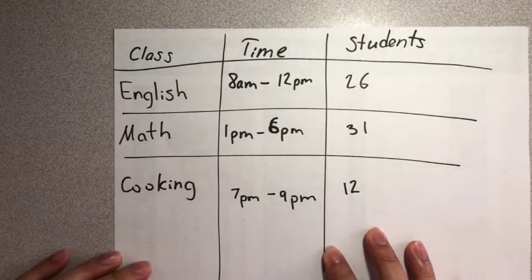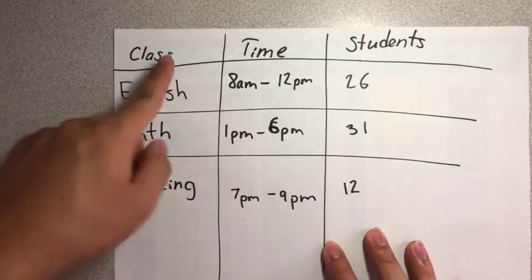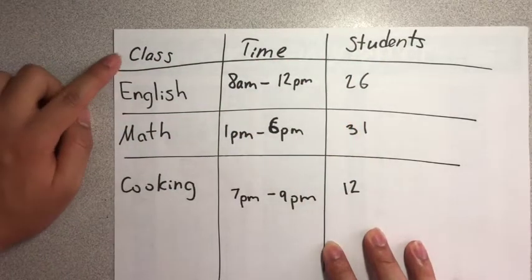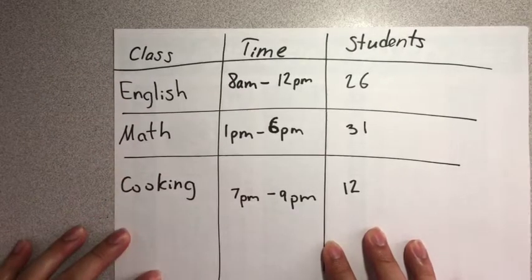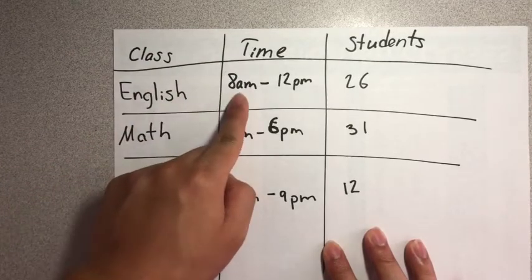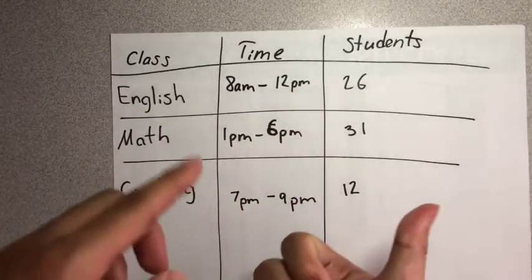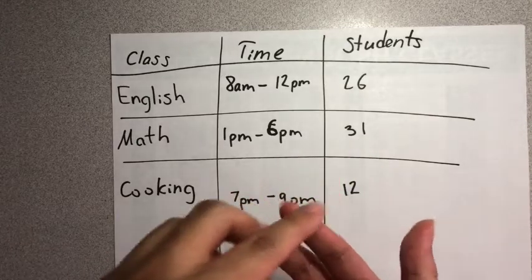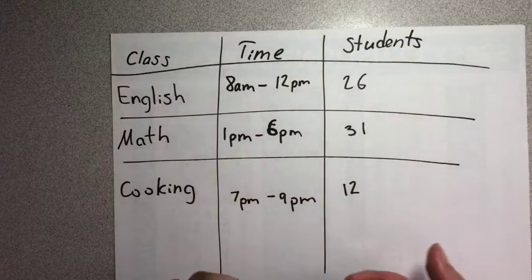Okay, so let's look at this schedule of classes. We have the class, the time, and the number of students. So the classes, we have English, math class, and cooking class. Let's look at the times. The English class is from 8 a.m. to 12 p.m. From 8 a.m. to 12 p.m., that's 8, 9, 10, 11, 12. That's 4 hours.